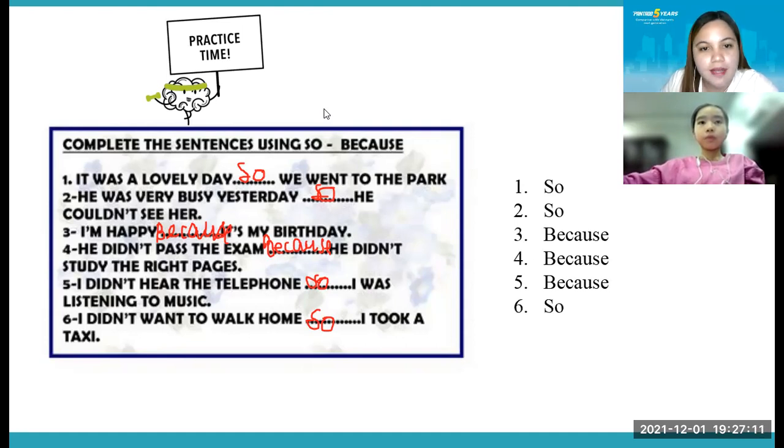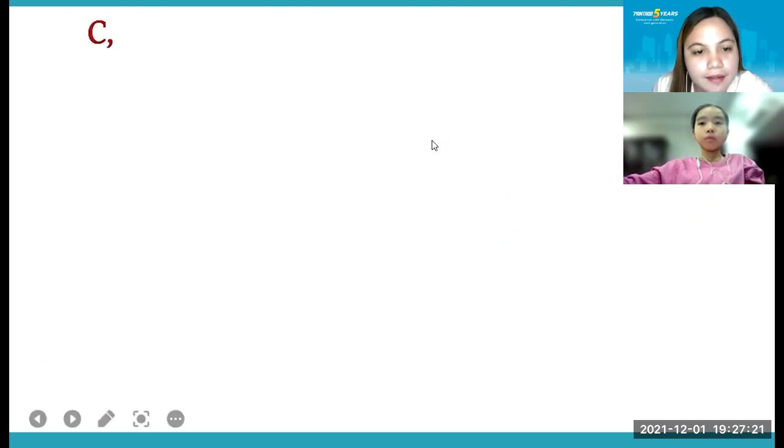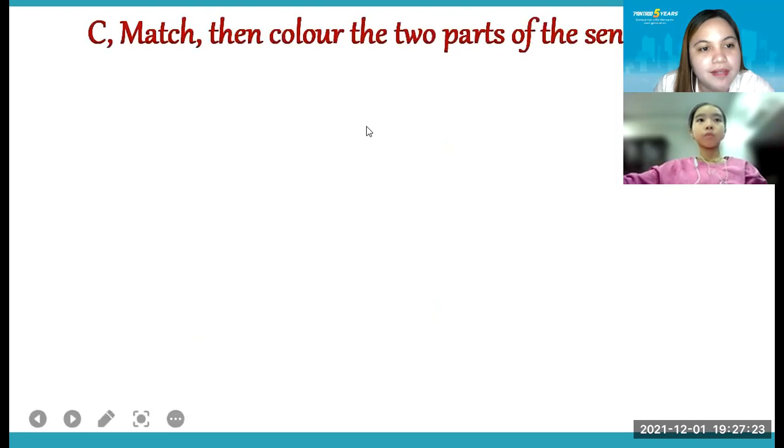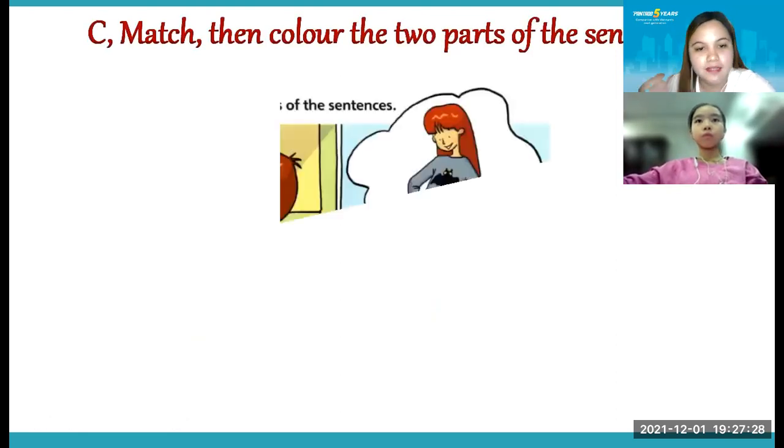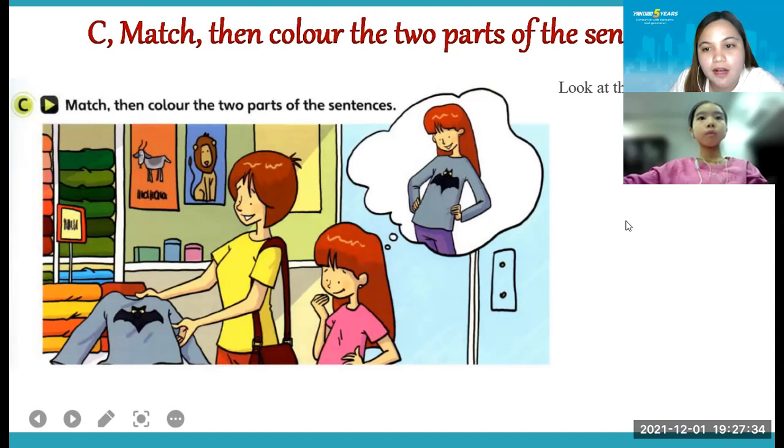Okay, so is the answer. So you have one wrong answer, and that's number 5. Okay, so you have 5 points here, Mary. Good job. Next one. Okay, now let's have letter C. Match and then color the two parts of the sentences. Okay, before that, Mary, let's see. Match, then color the two parts of the sentences. So look at the picture first.